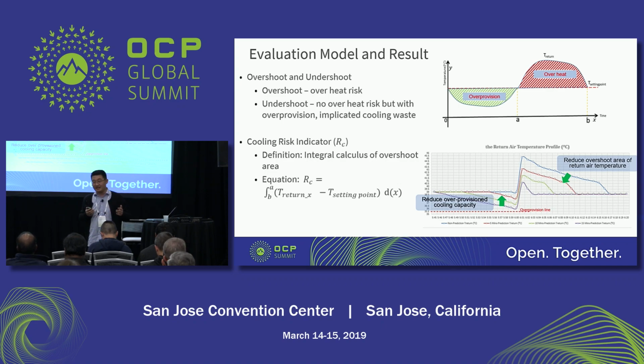But what's the connection to the cooling efficiency? Still look at the left side of this diagram. We can see there is one red line, the over-provision line, as I define it. Generally, we need to over-provision the cooling capacity to avoid the overshoot risk. And by reducing the overshoot area, we are able to reduce the over-provisioning area. This helps us to improve the cooling efficiency.